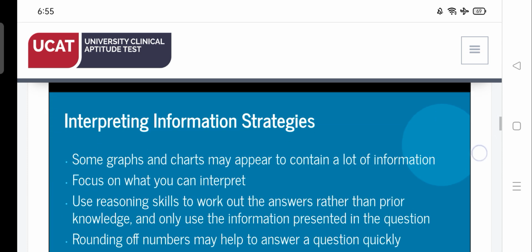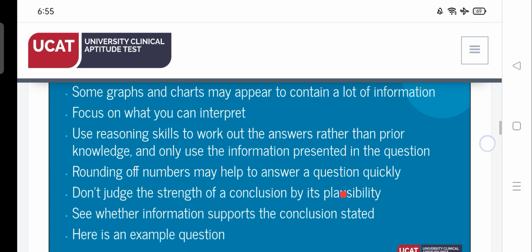So here we have a strategy for interpreting information. Some graphs and charts may appear to contain a lot of information. Focus on what you can interpret. Use reasoning skills to work out the answers rather than prior knowledge, and only use the information presented in the question.